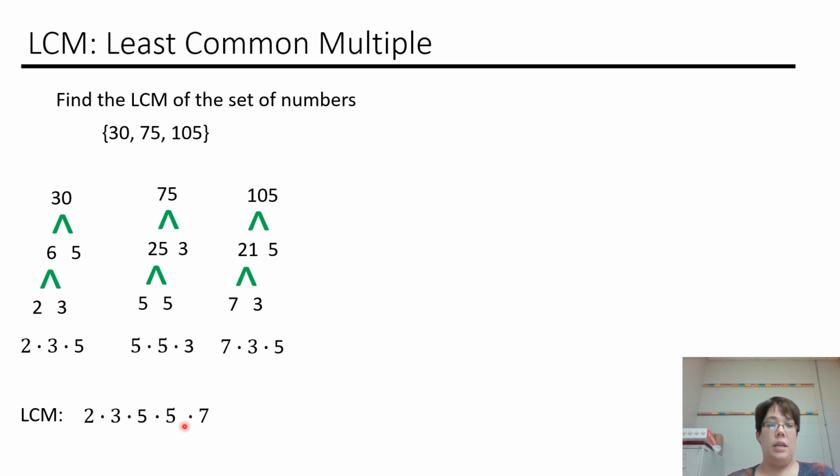Now, between all of these numbers right here, we satisfy every single factor that's up here. So now all I have to do to find my least common multiple is to multiply all of these numbers out. And when you multiply all those numbers out, you get 210. So 210 is going to be the least common multiple of 30, 75, and 105.